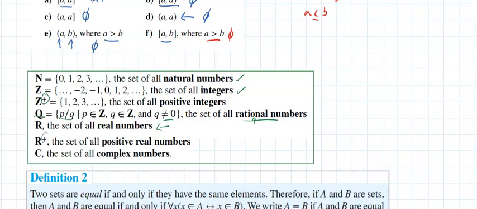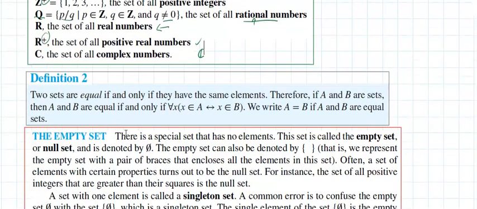R+ are the positive real numbers, and C is the complex numbers, and you could also see it like this. Those are all the complex numbers, a plus bi.